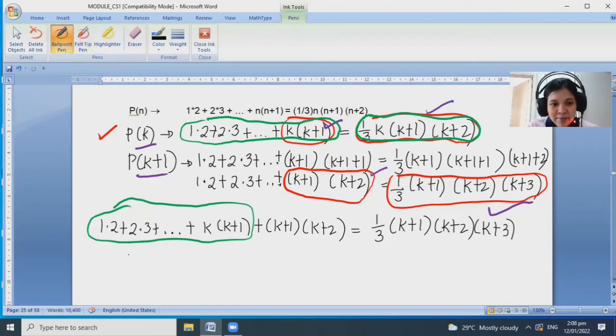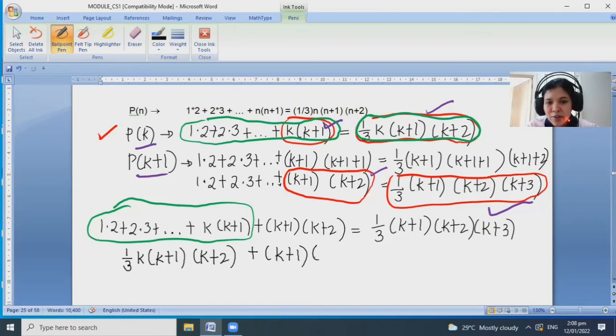So I will write 1/3 K times K plus 1 times K plus 2. Then copy the rest. Copy everything until the end. So inadd mo yung old sum, sinama mo yung panibagong number na dinagdag mo sa dulo. Siyempre, magkakaroon na ng panibagong formula ng sum. So, just copy the rest.